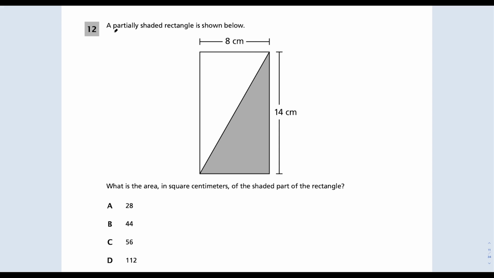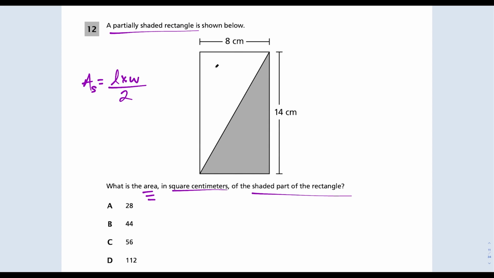Question 12, we have a partially shaded rectangle shown below. We want to know what is the area in square centimeters of the shaded part of the rectangle. So for this one here, we have a rectangle and the area is length times width. But the area of the shaded region is going to be half of the area of the rectangle, because notice that we're just connecting the opposite corners here. We're drawing in a diagonal. So that's going to cut the area in half.